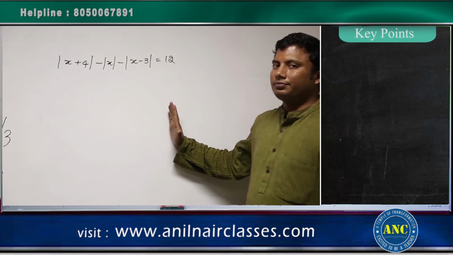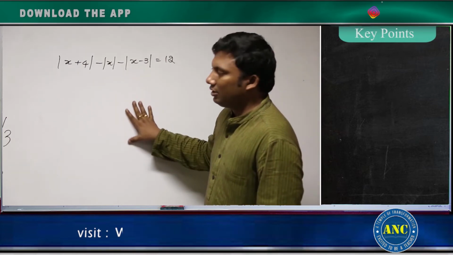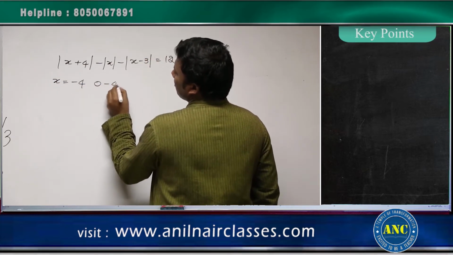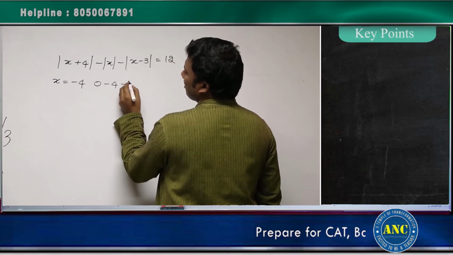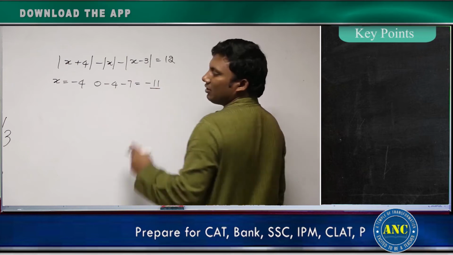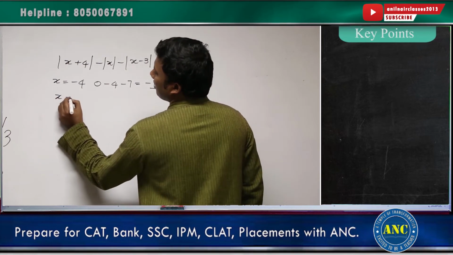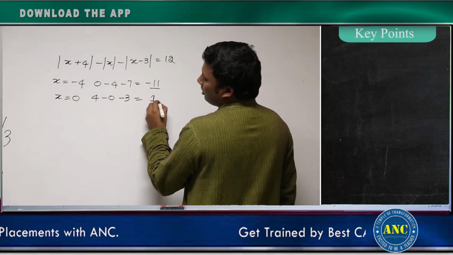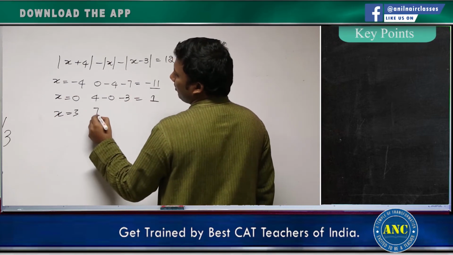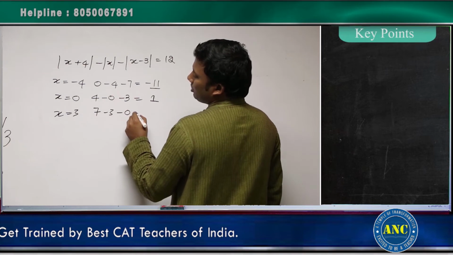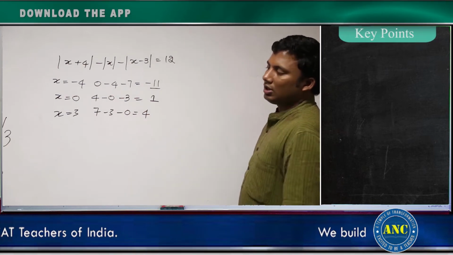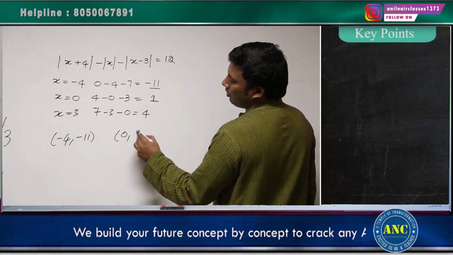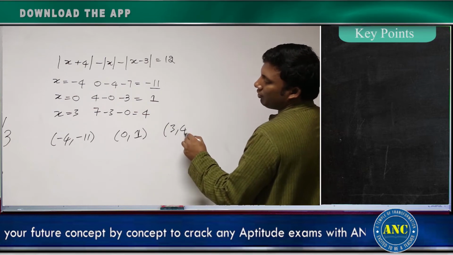Now, see here. Listen carefully. First, identify the critical points. x = -4: -4 + 4 is 0, and -4 - 3 is -7, so the right-hand side will be -11. Next, x = 0: 0 + 4 is 4, and 0 - 3 gives 3, so 4 - 3 is 1. Then x = 3: 7 - 3 is 4. That means the points will be (-4, -11), next (0, 1), next (3, 4).